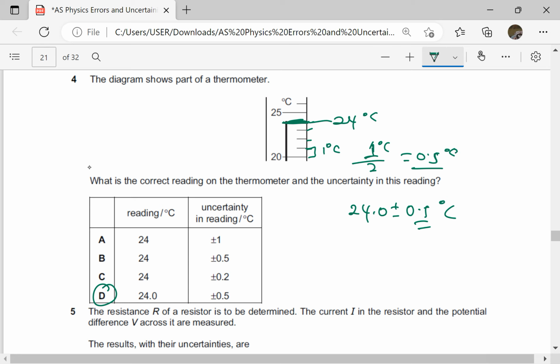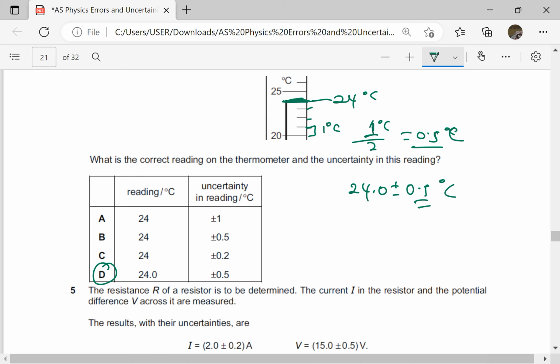0.5 is to 1 decimal place. The number of decimal places should be the same for the uncertainty and the true value. Okay.